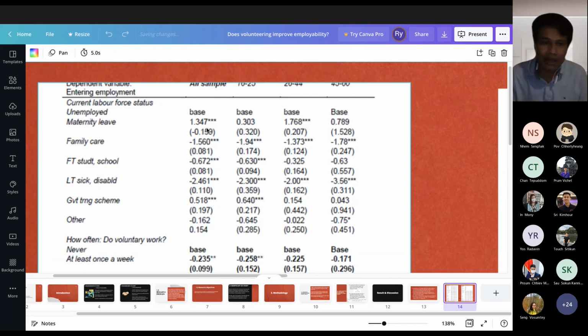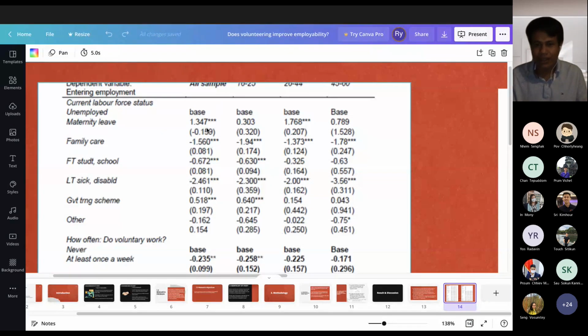So here, the author uses two models. One they call logit, one they call OLS. And OLS is what you understand. Wage equation, right? Wage equation here. They found that, you know, volunteer does not have a positive effect on wage.